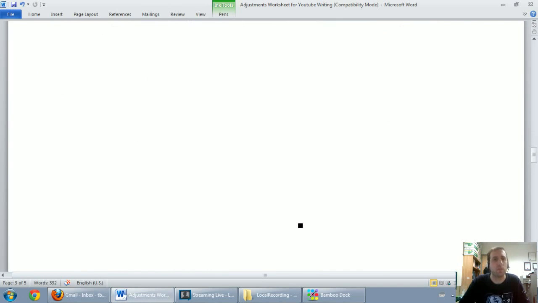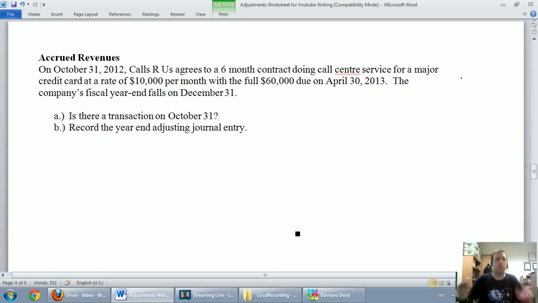Well, accrued revenues are very similar if you think about how they work. There are revenues that have built up, but the money hasn't changed hands yet. And so if I've been earning money, if revenues have been building up, but I haven't been paid yet, that's always going to create a receivable. And you're going to see that in this case. So when we have accrued revenues, I want you thinking about receivables and revenues. So let's read the question.